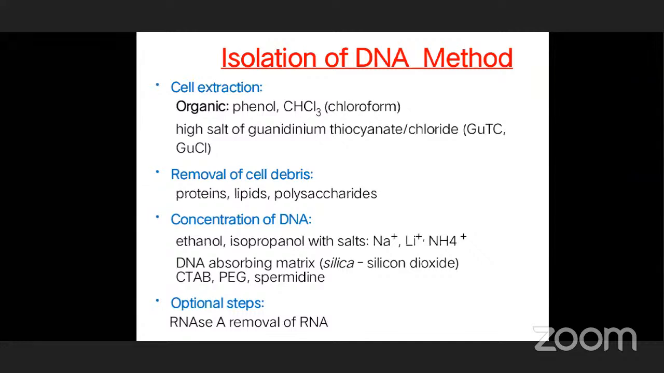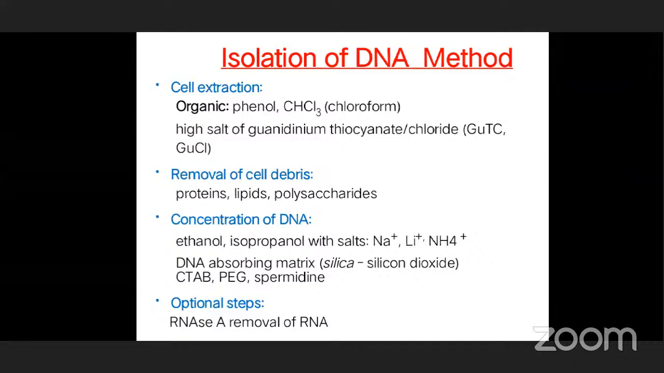Next is removal of cell debris. Debris means after the degradation of the cells, some compounds are liberated. For example, cells contain proteins, lipids, and carbohydrates, means polysaccharides. The removal of these compounds is called removal of cell debris. Also for this, some chemicals are used. By these chemicals, RBCs, WBCs, and cell debris, means proteins, lipids, and polysaccharides, are first removed.